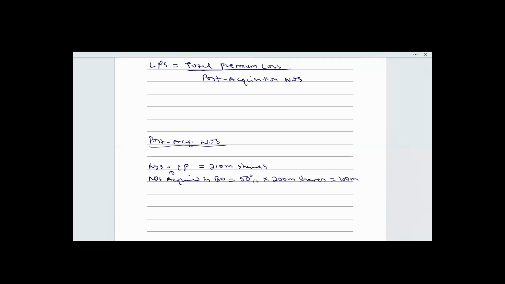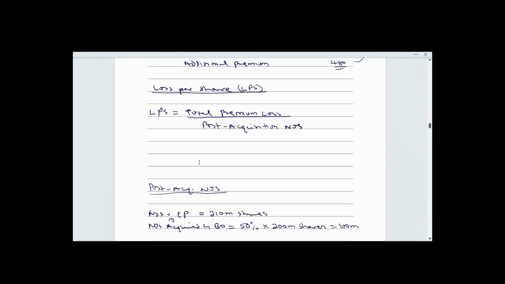Therefore, the post-acquisition number of shares will be equal to the number of shares of EP, which is 210 million, plus the percentage acquired in BO, which is 50%, that's 100 million shares. So that gives us 310 million shares. Therefore, to get the loss per share, I would say 480 million naira divided by the post-acquisition number of shares, which is 310 million shares.